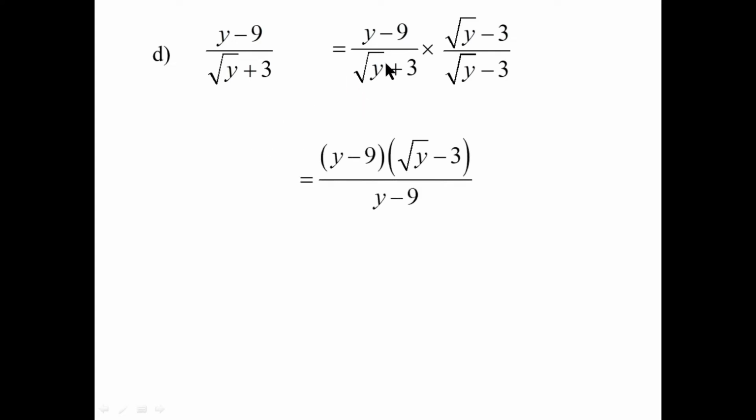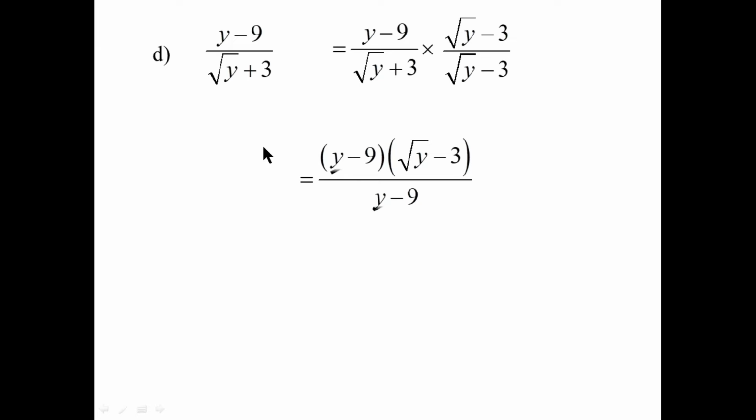Another example, same idea. Multiply top and bottom by the conjugate. The conjugate being, of course, root y minus 3. And now when you multiply top times top over bottom times bottom, on the bottom we have a subtraction of squares. So it will be y minus 9. It's that simple. It's a product of conjugates, so it's a subtraction or a difference of squares. So y minus 9. This needs brackets now.